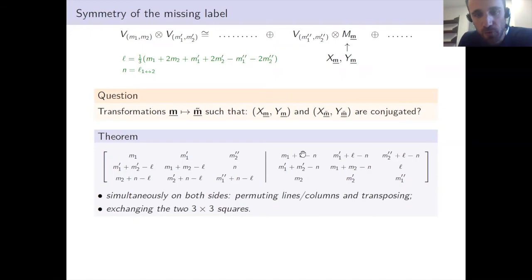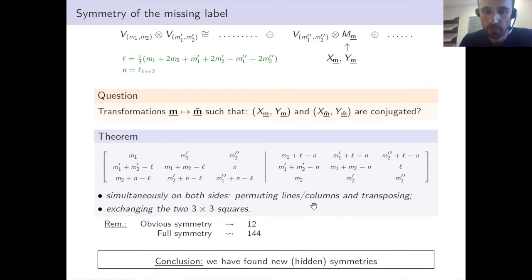You can perform some very easy transformations on this square, on this array of integers, and this will give you a symmetry of the missing label. So what are the transformations? Well, as you can read here, you can permute two columns of these matrices, of this square, but you have to do it simultaneously on the left side and on the right side. You can also permute some lines. This is also allowed. You can transpose this 3 by 3 matrix, and you have to do it simultaneously on the right hand side. And finally, you can also exchange these two squares. So the statement is that all these transformations are symmetries of the missing label.